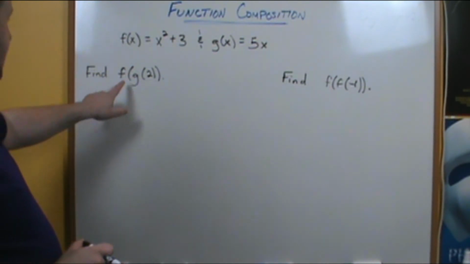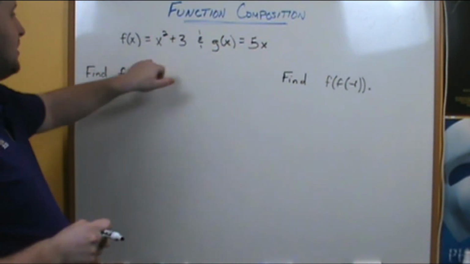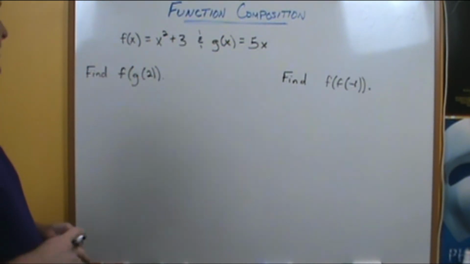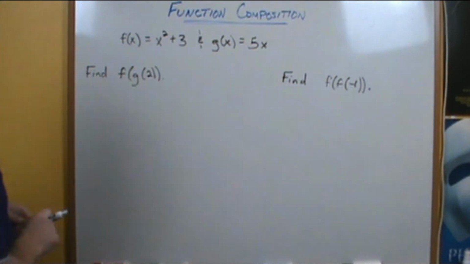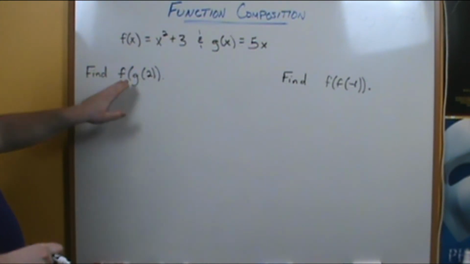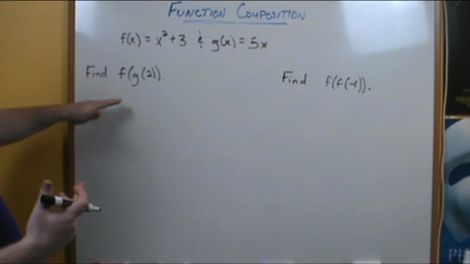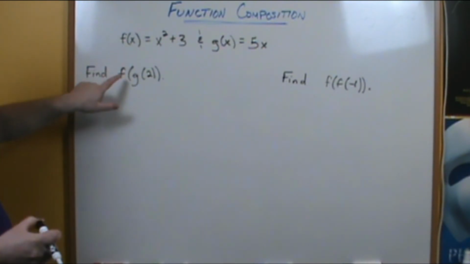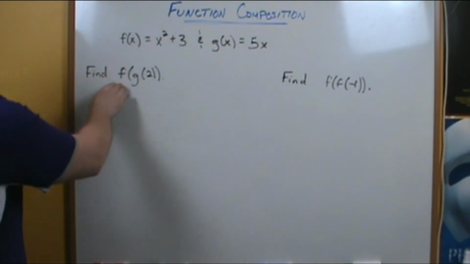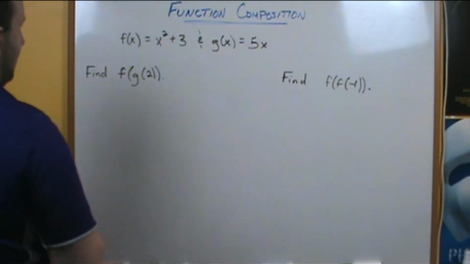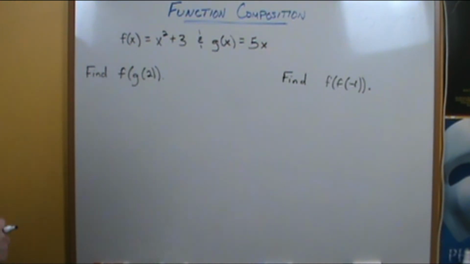So our first example here, let's look at what our functions are. Our function f of x is x squared plus 3, and our function g of x is 5x. Our fourth example here says find the function f evaluated at the function g evaluated at 2. Find the function f evaluated at g of 2. There's a couple different ways that we can go about doing this.